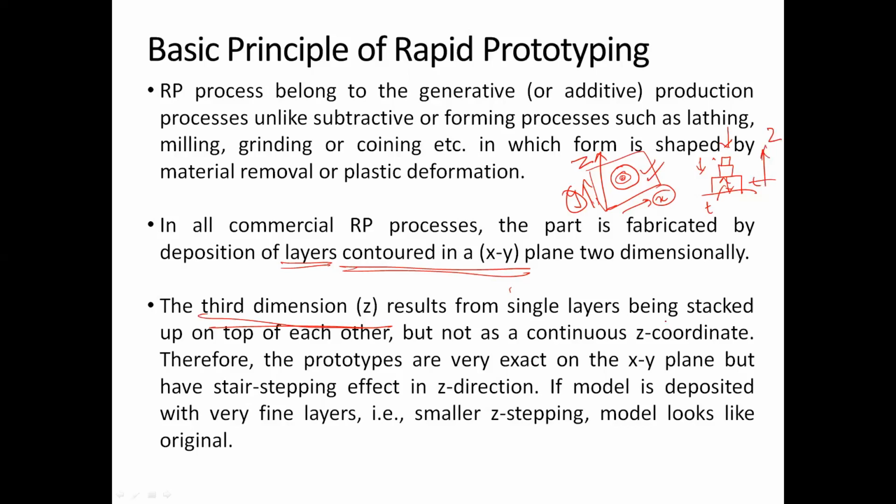Therefore, the prototype is built in contour form in the xy plane, and the height of the layer thickness gives me the z axis. So this is how parts are fabricated in additive manufacturing or rapid prototyping systems.